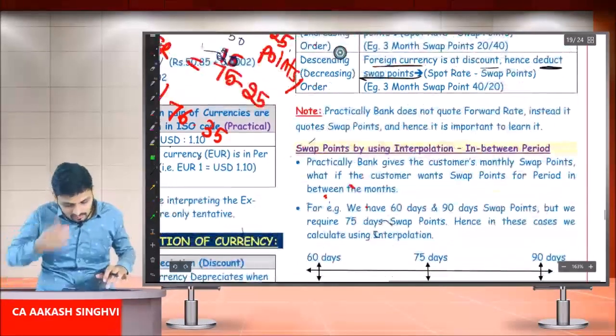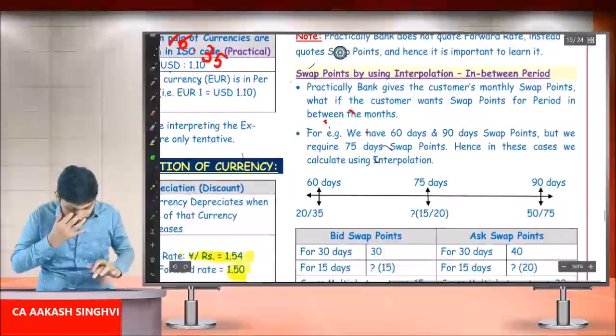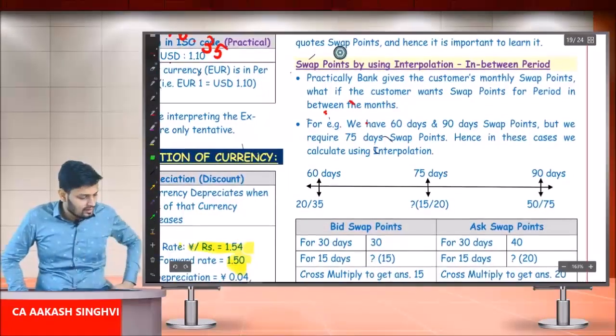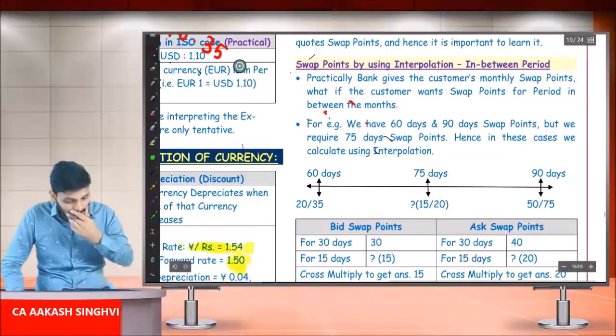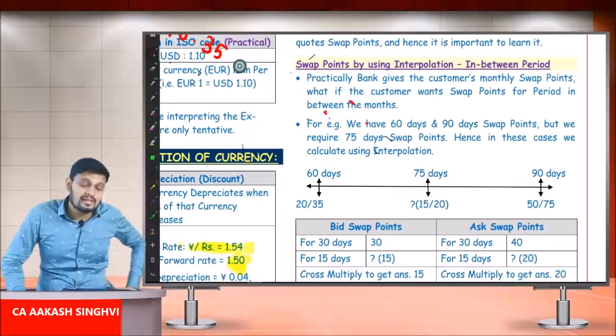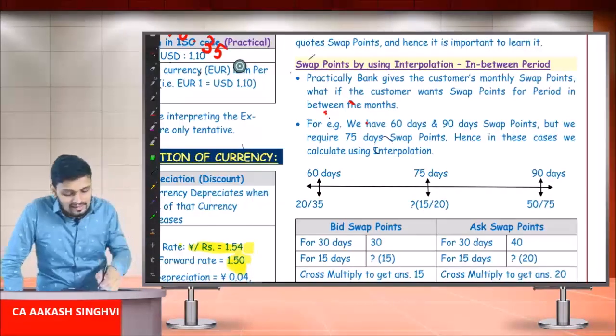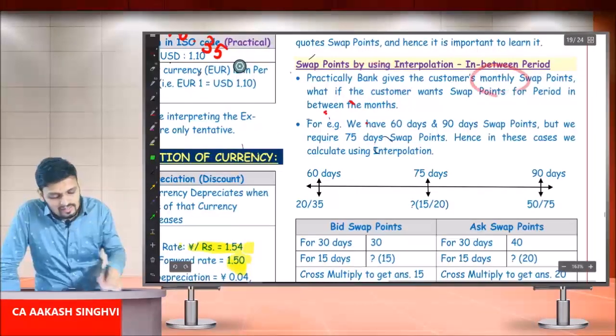Done. The next particular subheading: swap points by using interpolation, in between period. Okay, now what is happening? Practically, the bank gives the customer monthly swap points.